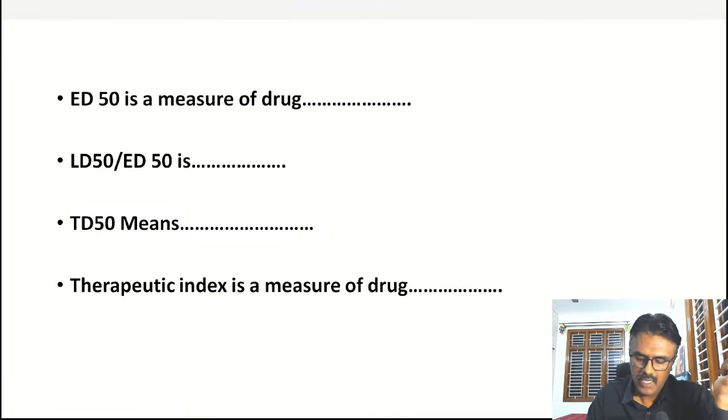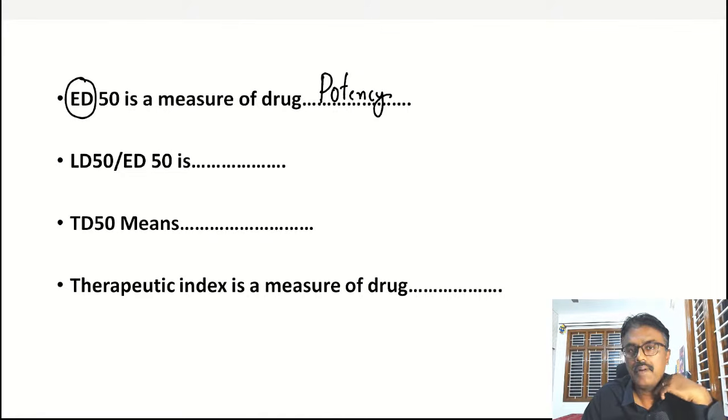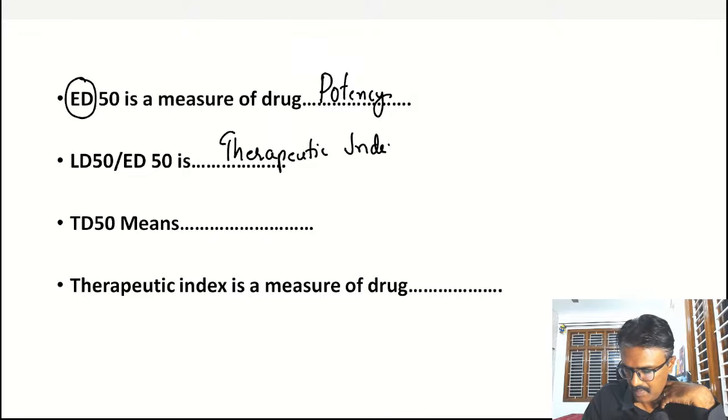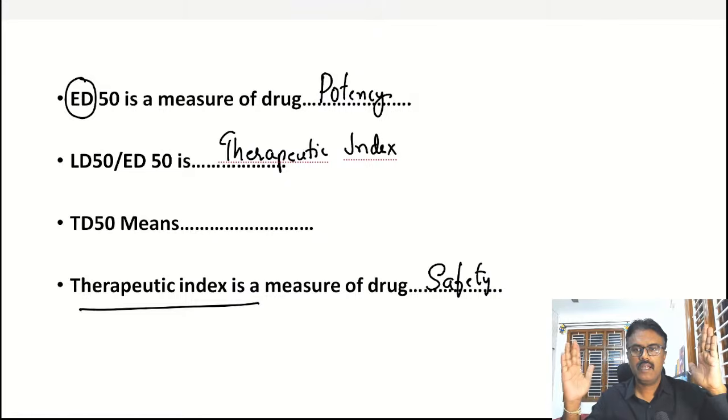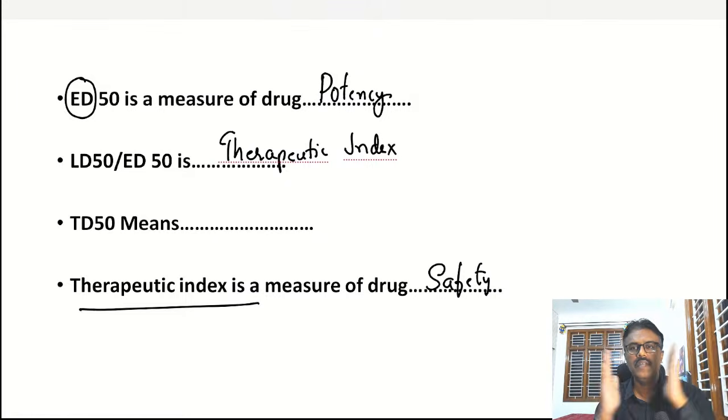Now, ED50, effective dose 50, is a measure of potency. LD50 divided by ED50 is called the therapeutic index. So therapeutic index is a measure of drug safety. Meaning, if the therapeutic index is wide, the drug is more safe. If the therapeutic index is low or narrow, it is less safe.